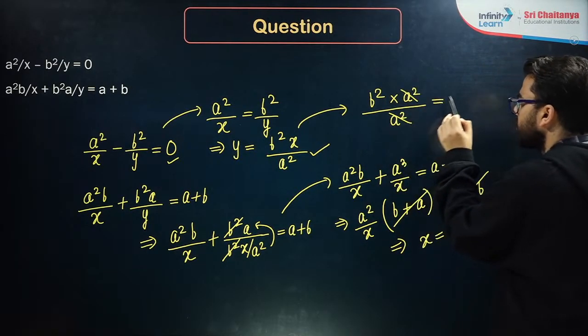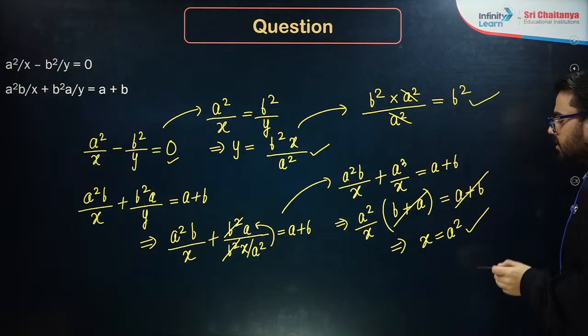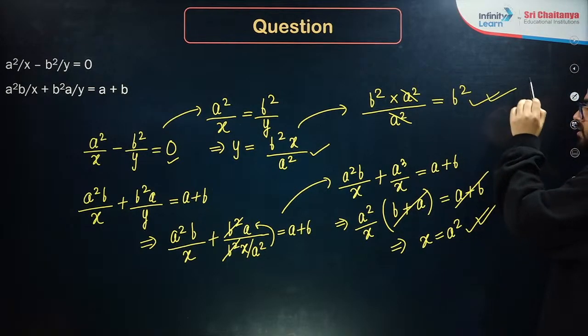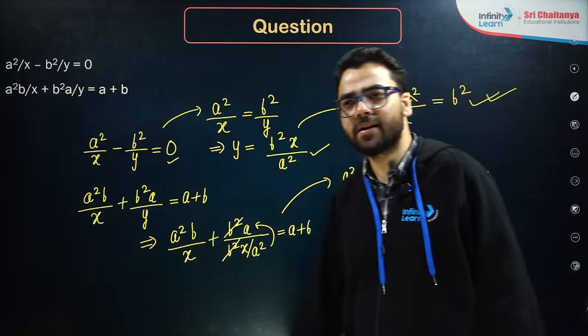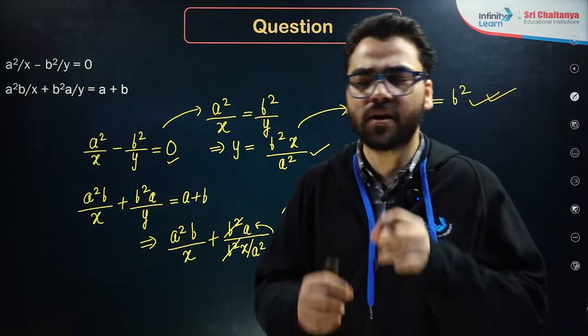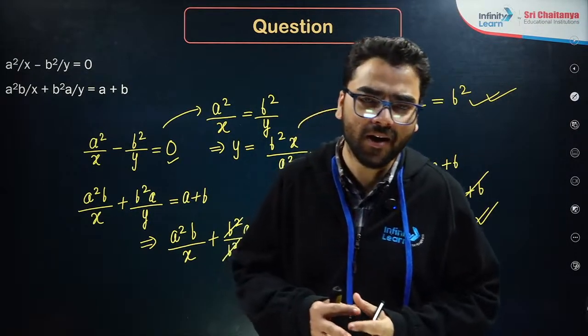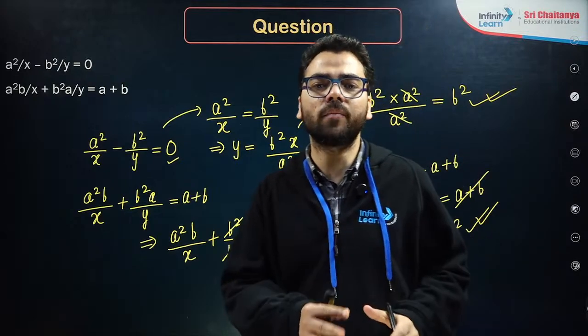So y is equal to b square. So you see x is equal to a square and y is equal to b square. Is it clear? Now needless to say, when you get a question like this, it will not be specifically mentioned that the variables are x and y.